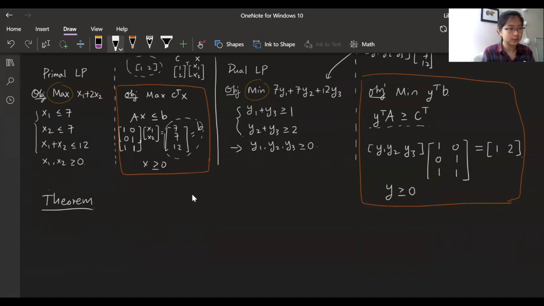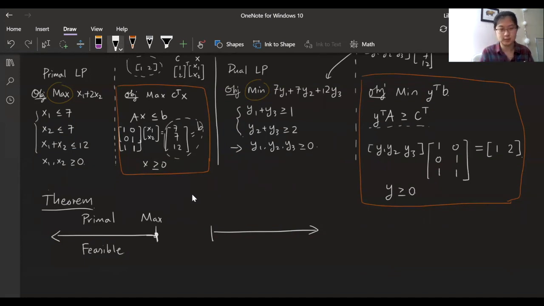The theorem is that the duality gap is 0. What is the duality gap? So this is your primal function, this is your primal LP, and this is its feasible region. And this is all of the values that it could take because we're maximizing, right? So this is the max, and below it are all the values that we could take.